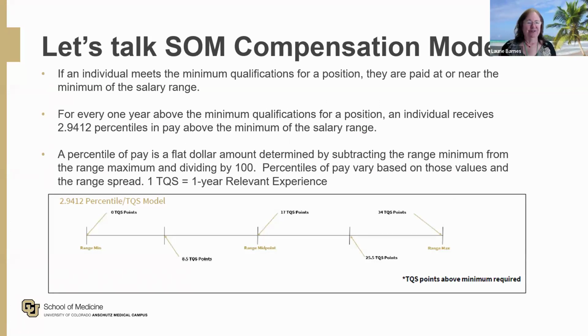And how the model works is that for every 1 year above the minimum qualifications, individuals get 2.9412 percentiles of pay, which moves them along the pay range. So a percentile of pay is different than a percentage of pay. A percentile of pay is a flat dollar amount that's determined by taking the maximum of the salary range minus the minimum and dividing that result by 100.